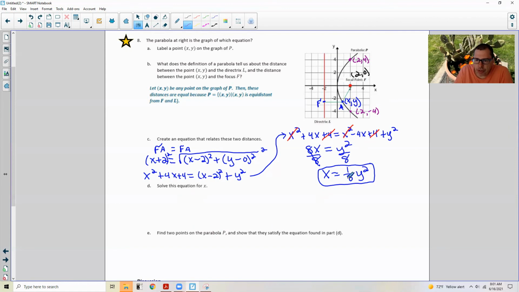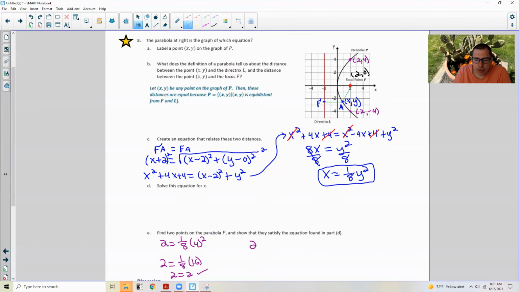So we're going to use this equation, x equals 1/8 y squared. So I'm going to put x in, I'll use this one first, 2, 4. So x is 2 equals 1/8, and then 4 squared. So 2 equals 1/8 times 16. Well, 1/8 times 16 is 2. So they satisfy.